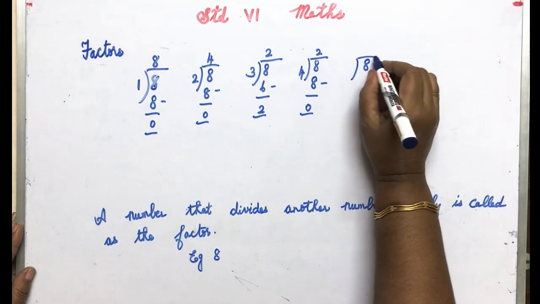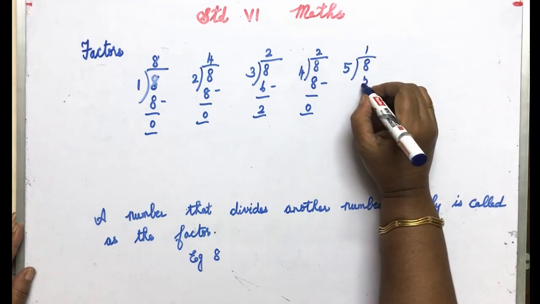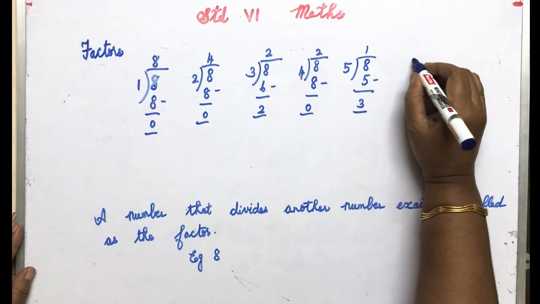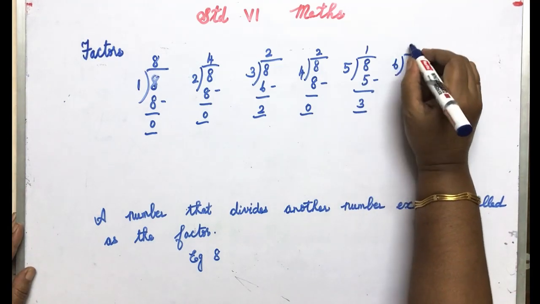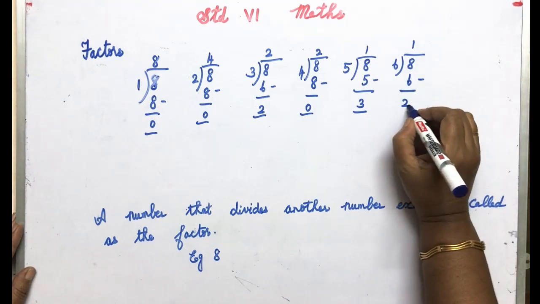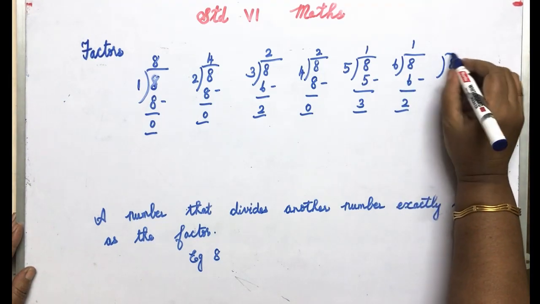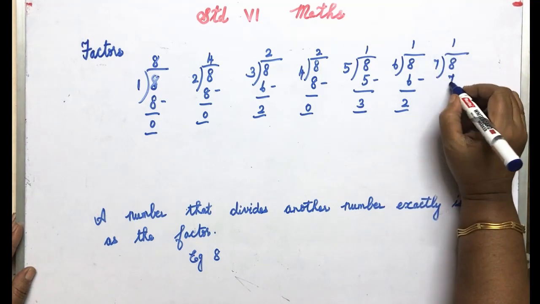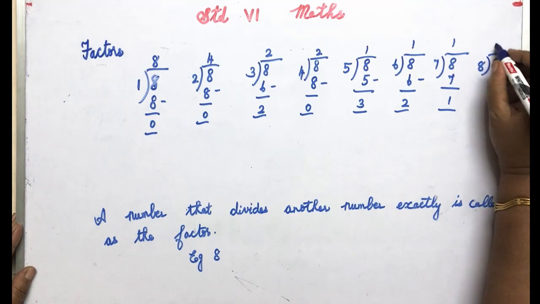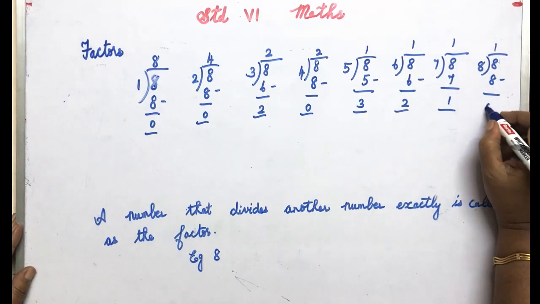8 can be divided by 5. 1 5 is 5. 8 minus 5 is 3. 8 can be divided by 6. 1 6 is 6. Remainder is 2. 8 can be divided by 7. 1 7 is 7. Remainder is 1. 8 can be divided by 8. 1 8 is 8. Remainder is 0.